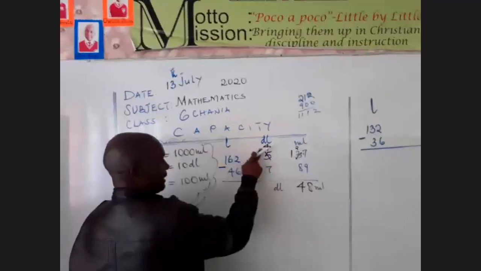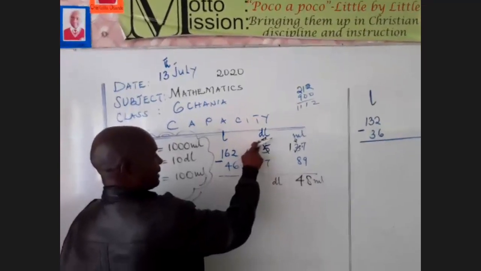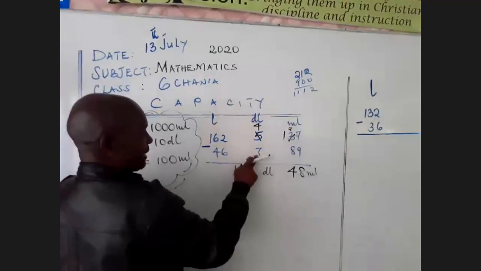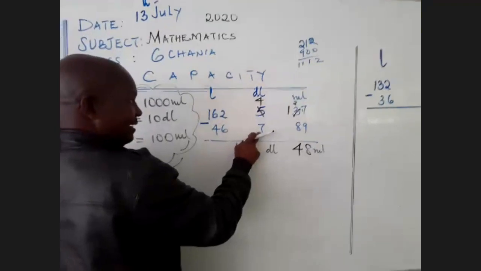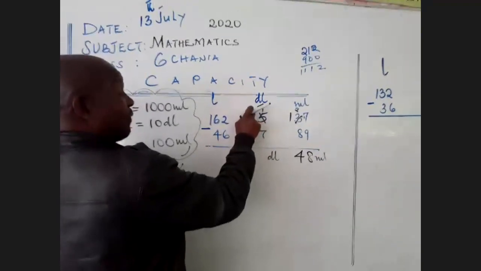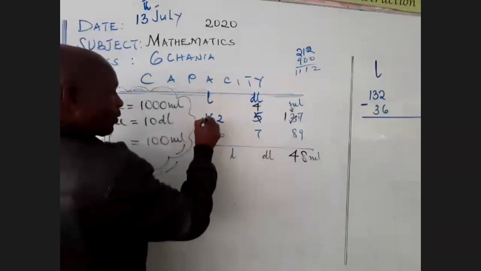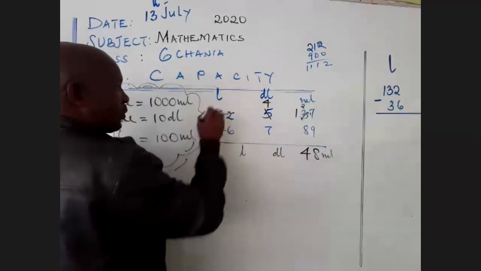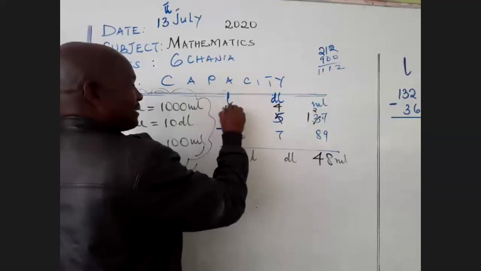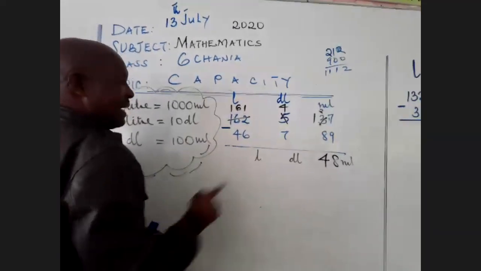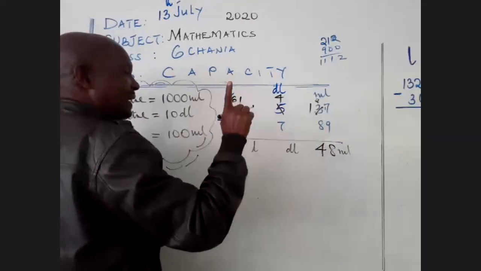Now you come to deciliters and you have 4 deciliters. You're supposed to subtract 7 deciliters. Now 7 is bigger than 4. So you'll have to borrow from the liters. Now borrow 1 from this 162. I'll remain with 161 liters. I have borrowed 1 liter.